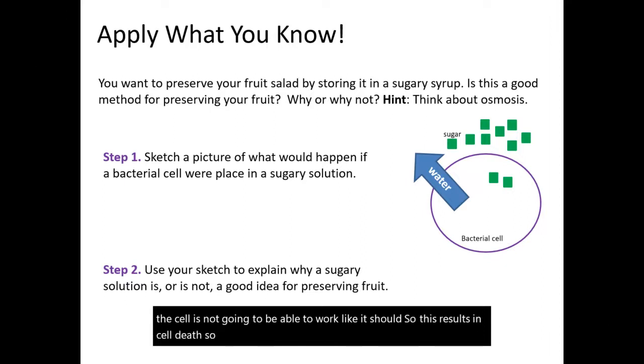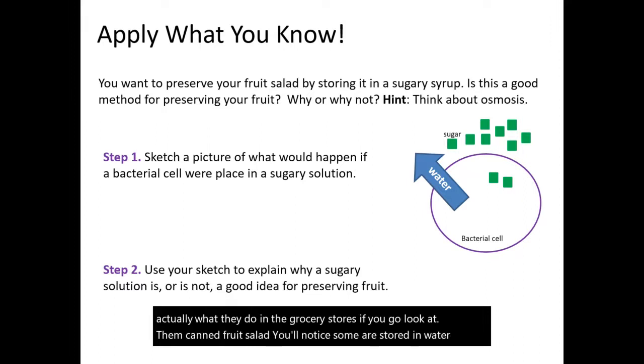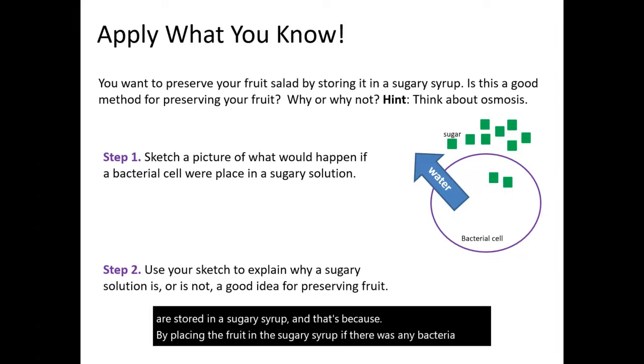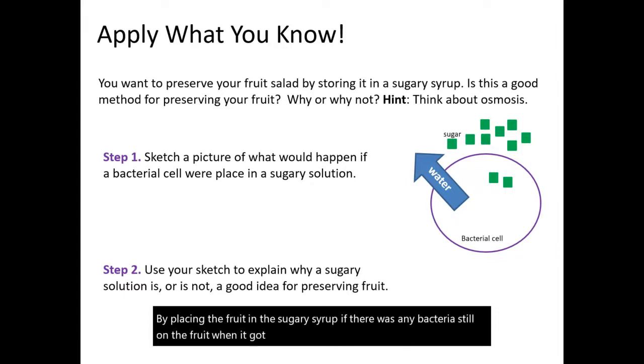So that is why this is a good idea for preserving fruit. That's actually what they do in the grocery stores. If you go look at canned fruit salad, you'll notice some are stored in water, others are stored in a sugary syrup. And that's because by placing the fruit in the sugary syrup, if there was any bacteria still on the fruit when it got canned, it's not going to be able to survive in that sugary environment. So when we eat it, it's going to be dead and it won't do us any harm.